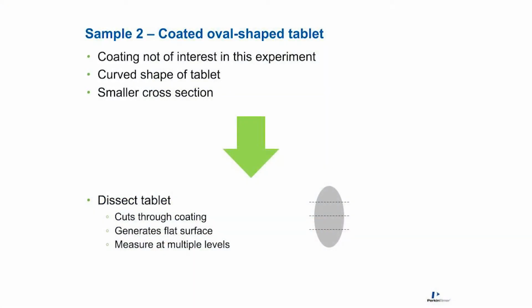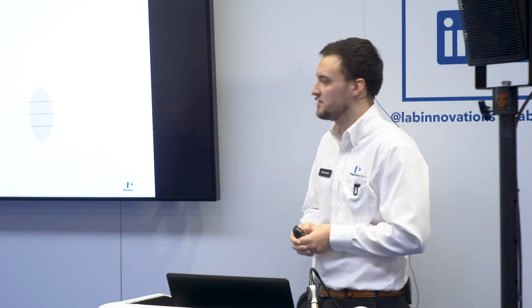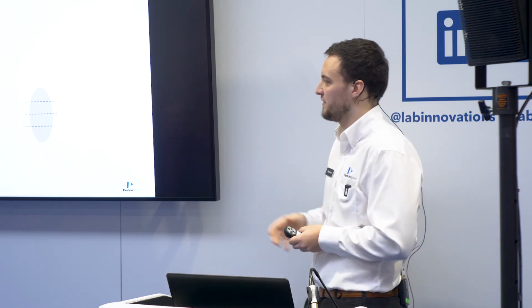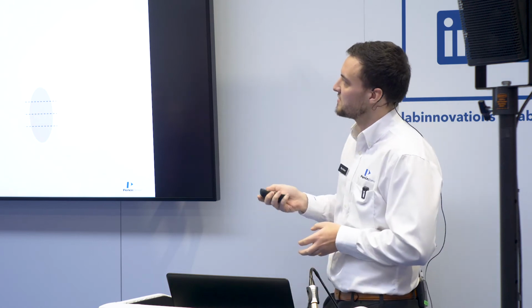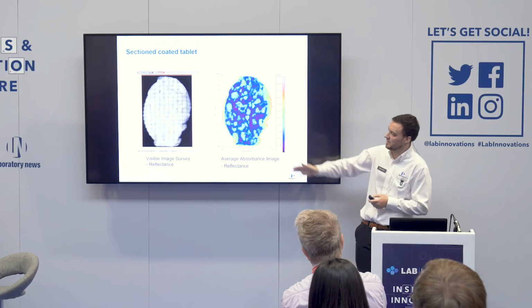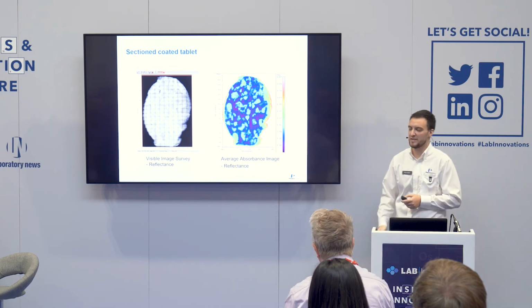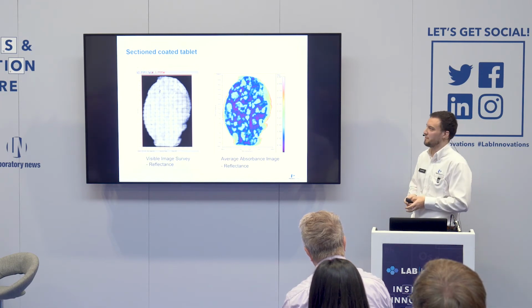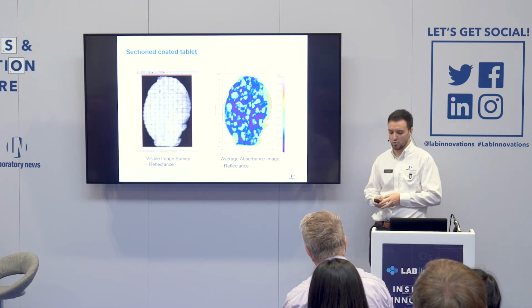The second sample was a nice oval-shaped tablet which is coated, and the coating is usually used to help with digestion or swallowing, so we don't really need much information on that. So what we did is we took cross-sections, and because we were taking cross-sections, it's good to do multiple levels of cross-sections so you get a representation of the whole tablet when you do the analysis. So here is our sectioned tablet with the visible image, and then our near-infrared absorbance image on the right-hand side. Again, we're not getting much information other than we can see the high areas of absorbance.